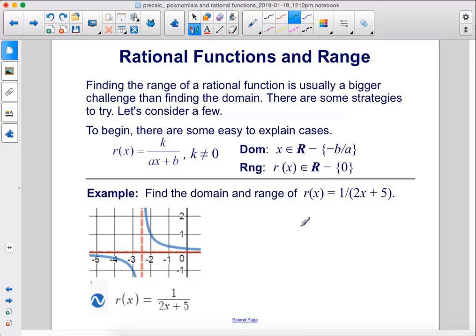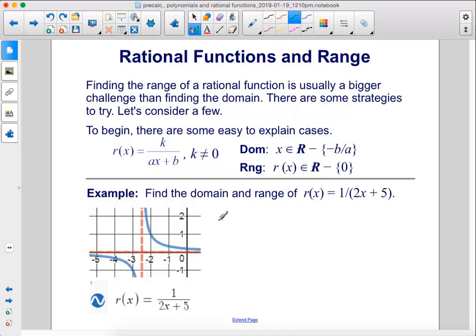Finding the range of a rational function is usually a bigger challenge than finding the domain. There are some strategies to try. Let's consider a few. To begin, there are some easy to explain cases. r of x equals k over ax plus b, where k does not equal 0. The domain is all real numbers except for negative b over a. The range will be all real numbers except for 0.